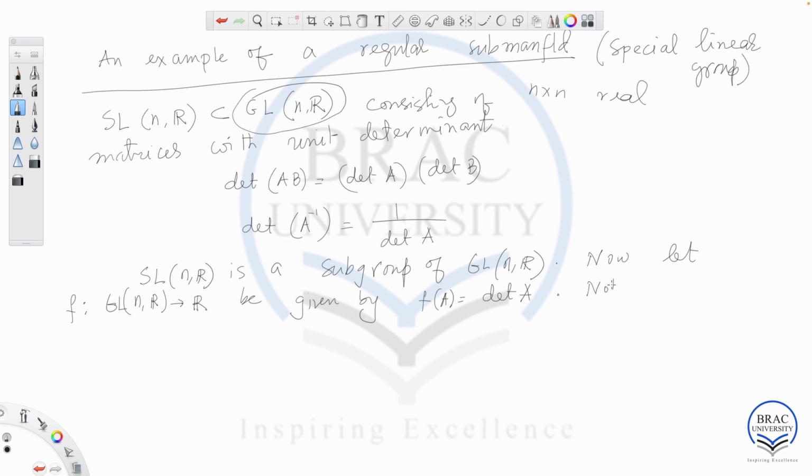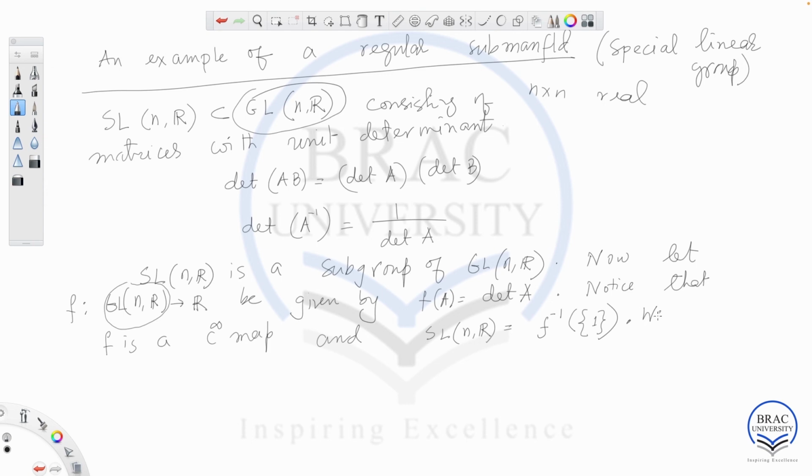So notice that F is a smooth map, and SL(n, R) can be seen as the inverse image of 1 under F. So F is this map from GL(n, R) to R, and the inverse image of 1 under F is a subset of GL(n, R), which is precisely SL(n, R).